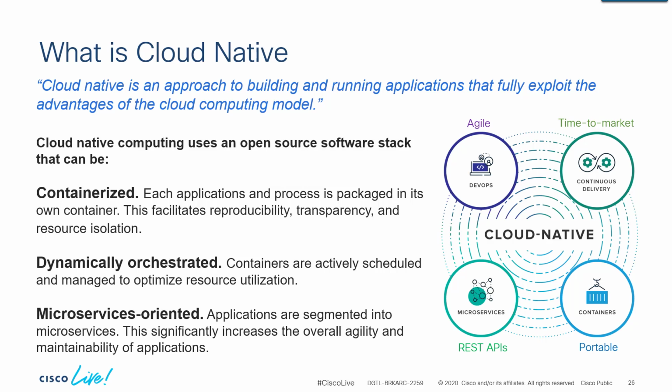And then finally, microservices oriented. Rather than having these big, long, monolithic applications, in a microservice framework they are segmented into microservices. This significantly increases your overall agility and the ability to maintain applications over time. So we want an agile DevOps model. We want a more rapid time to market. We need microservices that adapt to not only APIs, but also a better structure for growth and agility as you move forward. And then we need the portability to be able to run these services on not only a public cloud, but also private clouds and other compute models very simply.